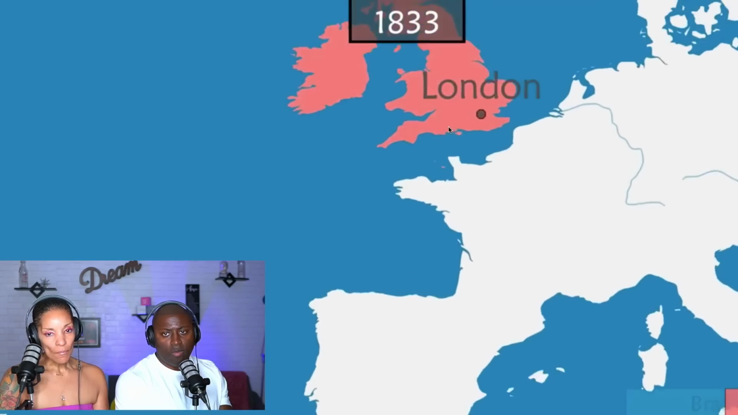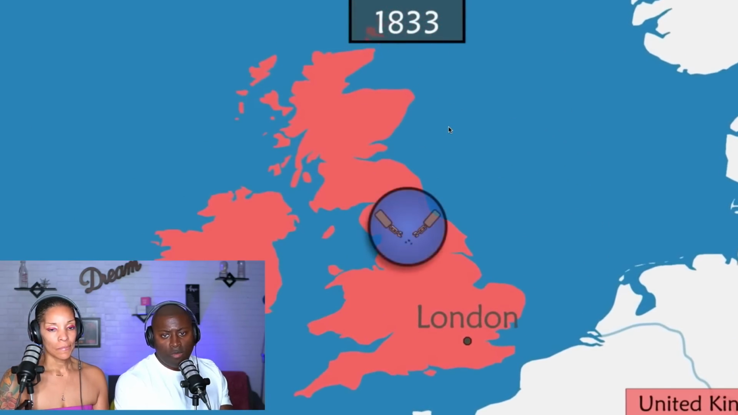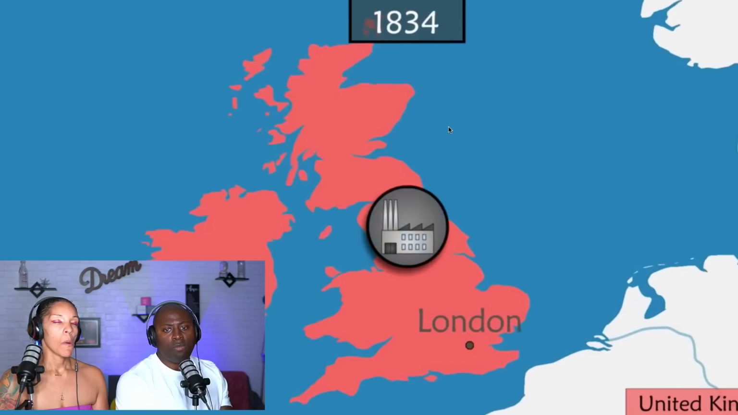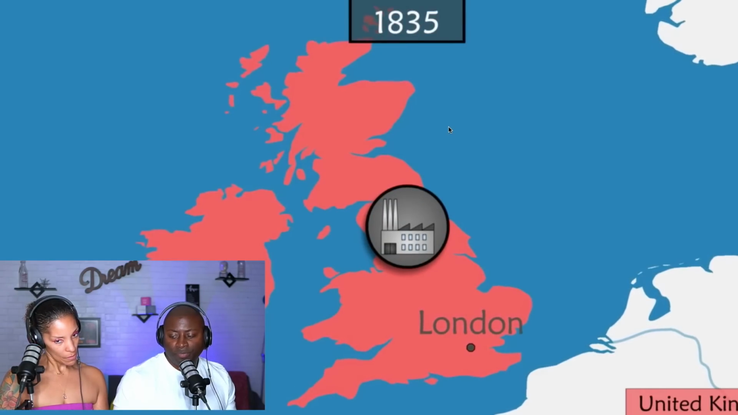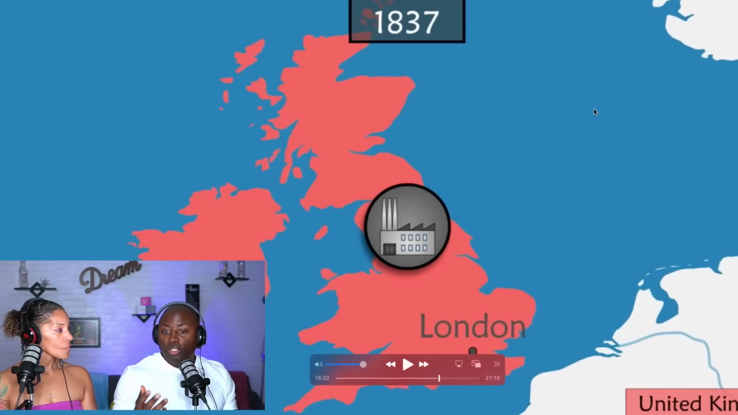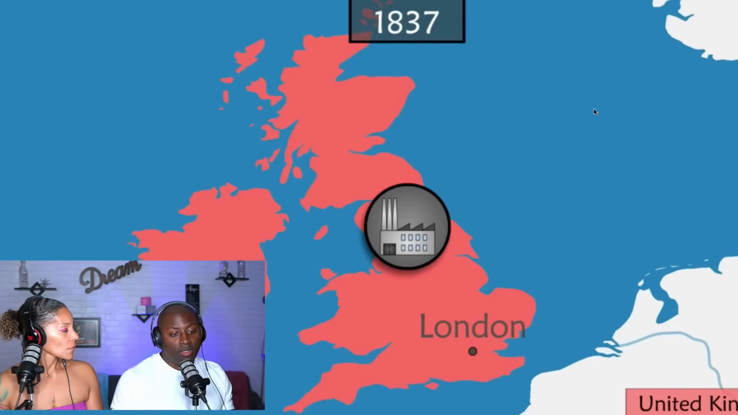In 1833, the United Kingdom abolishes slavery completely. From then on, the country relies on the Industrial Revolution. The invention of the steam engine increases production in factories. Because you have to think that's what completely made it like, all right, we don't need the slave anymore. The revolution, now we can process stuff through machines.